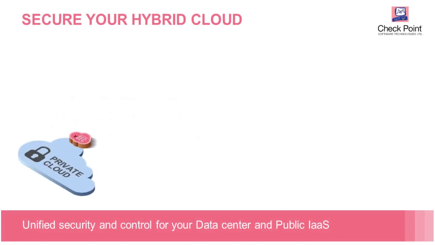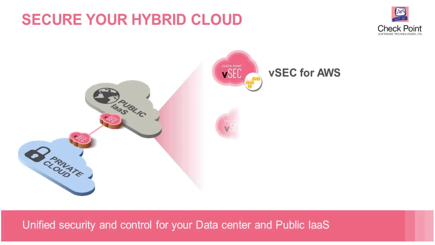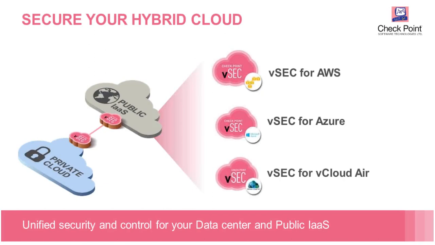So first of all, we have our private cloud. We have our software-defined data center that's secured by vSEC. But we may be connecting to public infrastructure as a service platforms such as AWS, Azure, and vCloud Air. In those instances, we can also secure those public infrastructure as a service platforms with the vSEC family. So what we now provide is a unified security and control for your data center and public infrastructure as a service platform.